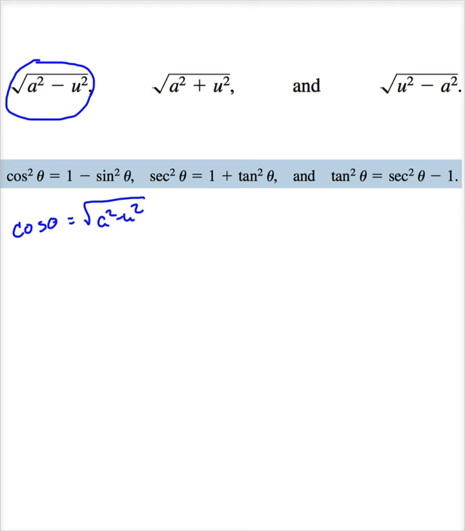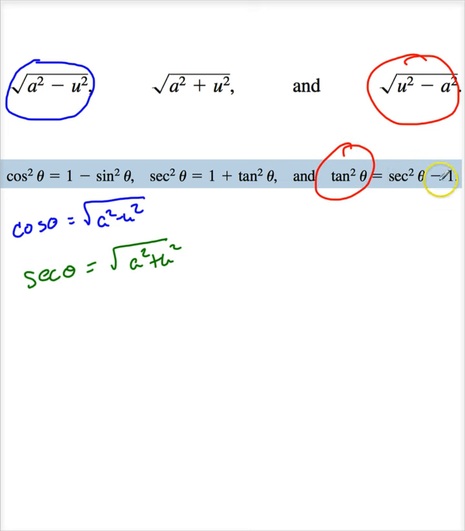If I have a plus in there, square root of a squared plus u squared, then secant squared is 1 plus tangent squared. So I can get that secant theta is equal to the square root of a squared plus u squared. Finally, if I have the form square root of u squared minus a squared, then I'm going to want to come to my tangent squared as secant squared minus 1, so that I can get that the tangent of theta is the square root of u squared minus a squared.